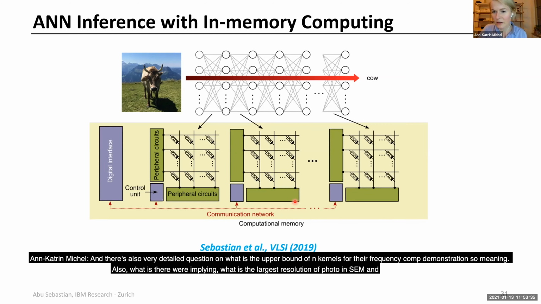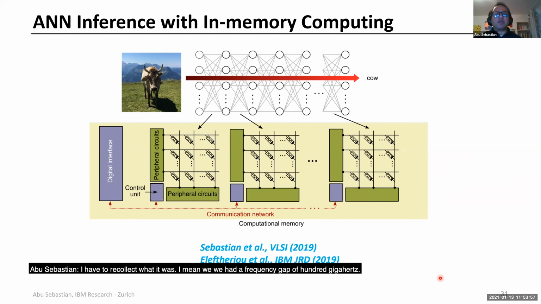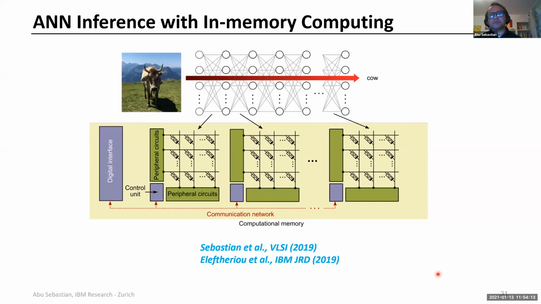There's also a very detailed question on what is the upper bound of n kernels for the frequency comb demonstration. Meaning also, we're implying what is the largest resolution of a photo that you can imagine with this demonstration? I have to recollect what it was. We had a frequency gap of 100 gigahertz. But I have to go back and check how small we can go, because as you know, these combs are from EPFL, and Tobias is an expert on that. So I don't think I would be able to answer that.